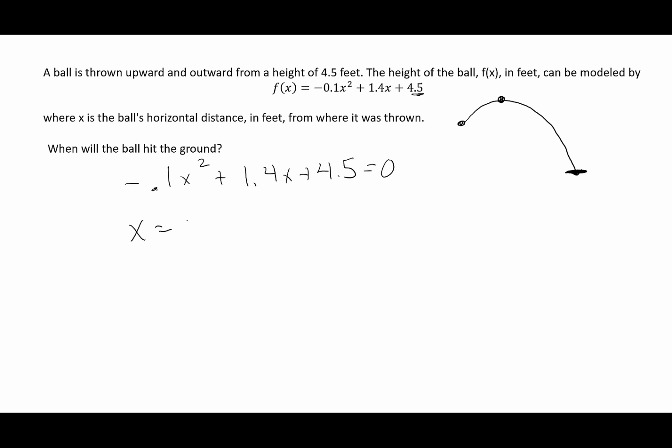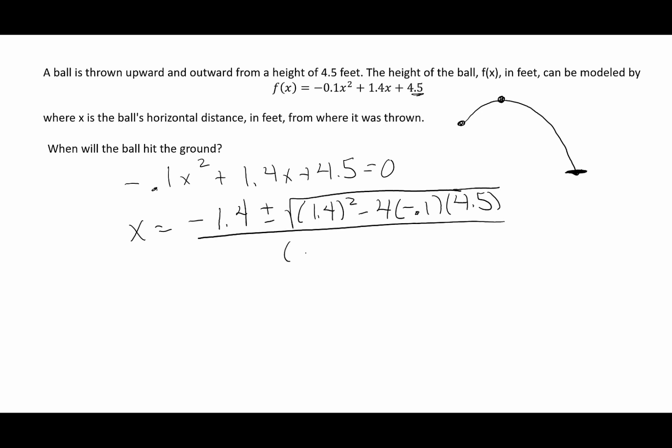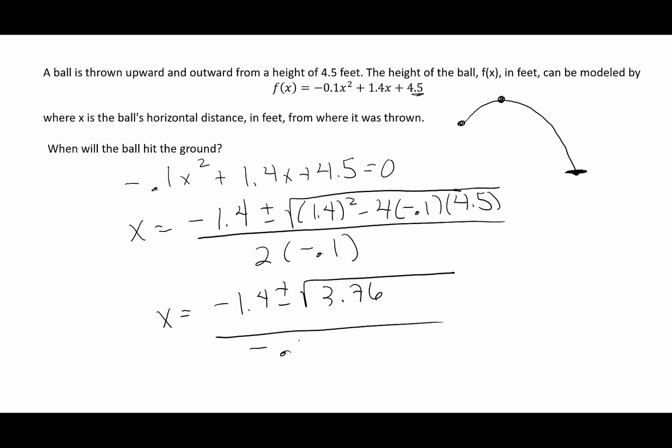I have decimals everywhere. So what I think to do is go straight to the quadratic equation. So x is going to be negative b, 1.4, plus or minus the square root of 1.4 squared minus 4, a is negative 0.1, c is 4.5, all over 2a, which is 2 times negative 0.1. This says x is equal to negative 1.4 plus or minus. Let's figure out the discriminant. What's underneath the radical? I got 3.76, and then in the denominator I have negative 0.2.